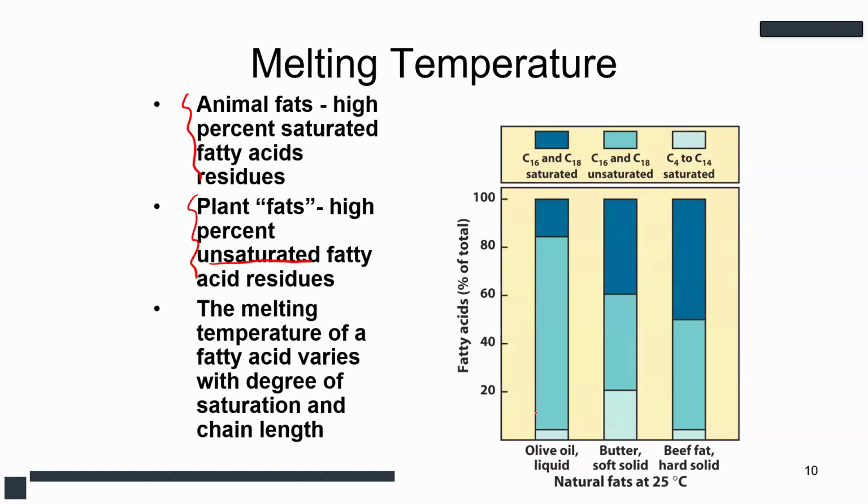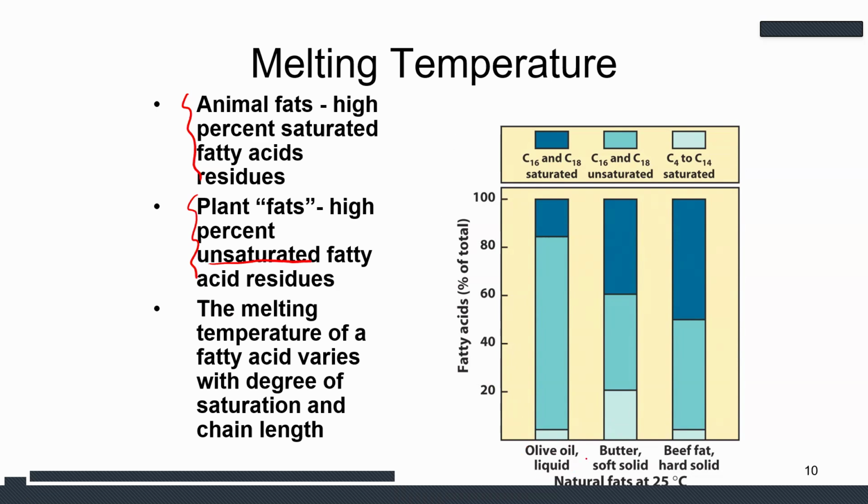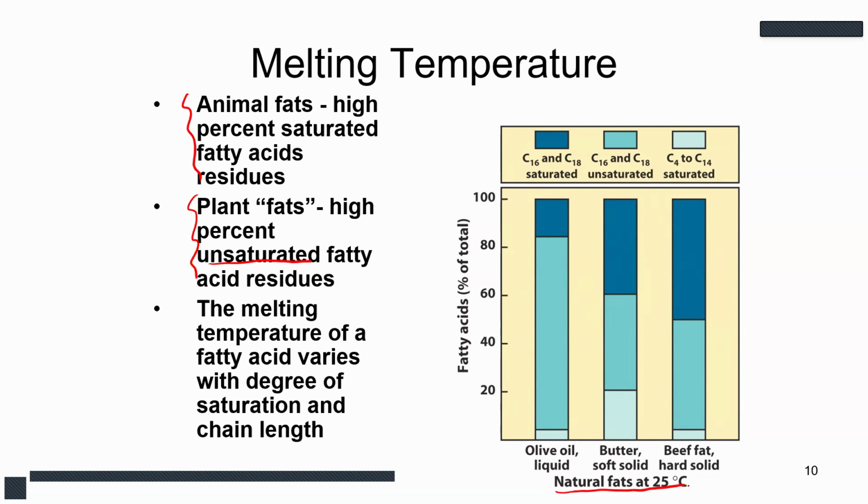But this figure right here is comparing olive oil, which is a fat that is coming from a plant. Now, what we see here is natural fats at 25 degrees Celsius. Olive oil, if you think about that at room temperature, go to your kitchen. If you have extra virgin olive oil or the EVOO, as I've seen on the internet, you're going to notice that it is absolutely a liquid at room temperature, at 25 degrees Celsius.